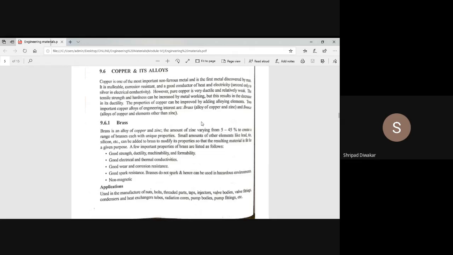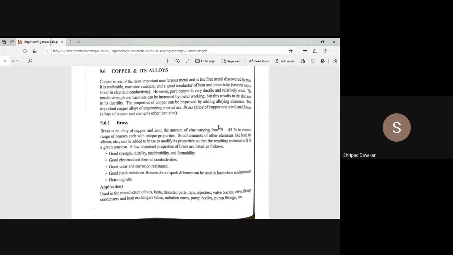It is very weak, in compression as well as in tension. Then how are we going to improve the hardness of copper? By adding additional elements. Suppose you take pure copper, it is easily malleable and very soft in nature, but it has excellent thermal conducting properties.